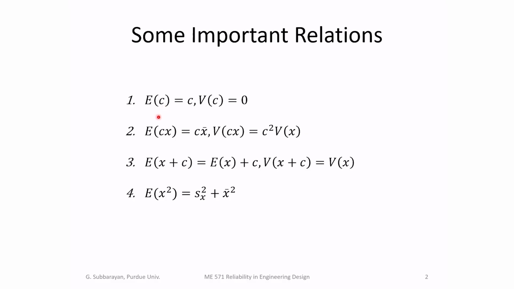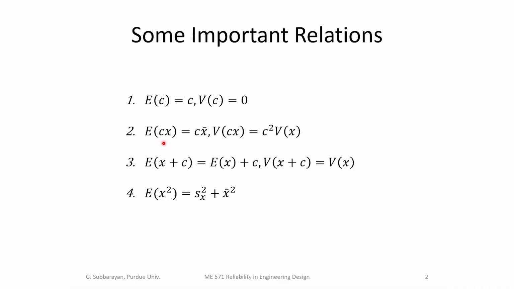C here is a constant. There are 4 important relations that I'm going to go through and derive. Expected value of a constant is the constant itself. Variance of a constant is 0. Remember, variance represents a spread. Expected value represents a central tendency. So if I have a single value, this is not really a random quantity anymore. So if I have a single deterministic quantity, the expected value of that quantity, we intuitively expect to be equal to that quantity. Whether our formulae give us that is something that we will verify in a minute.